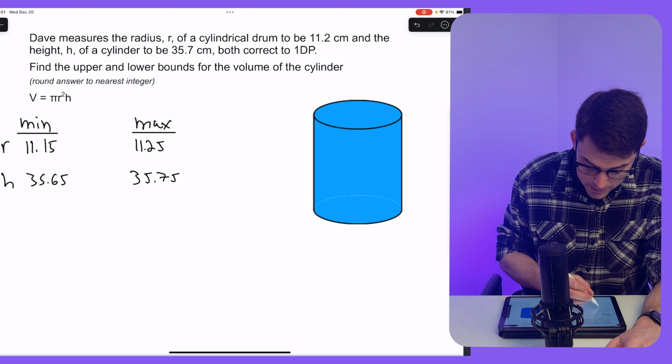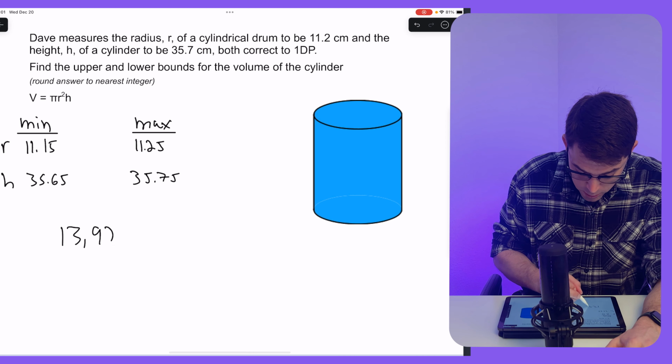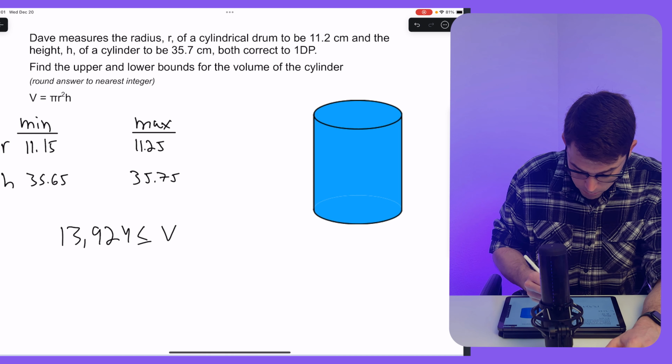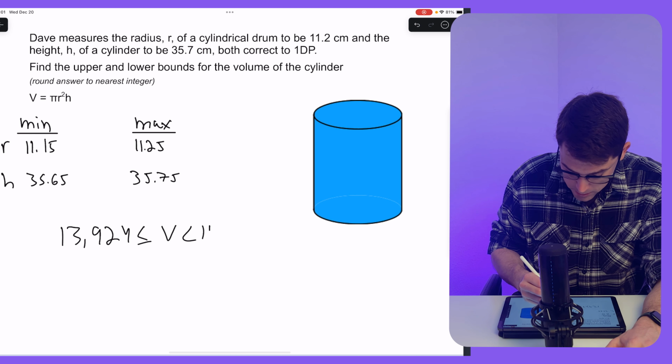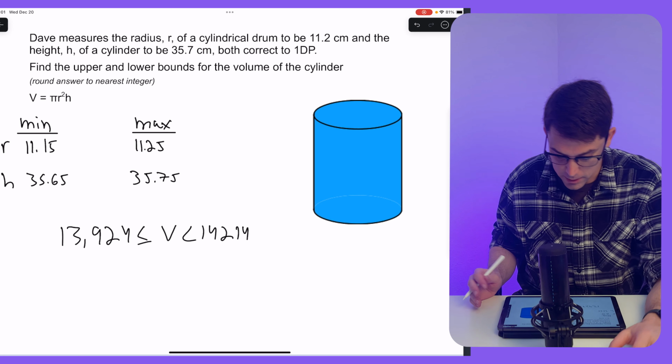So what we would say is that the volume will be between 13,924 and 14,214. Again, a little complicated at first, but if you just follow the steps, look to that decimal place to the right, figure out what your smallest and largest values are, and then plug those into the appropriate formula, that is the blueprint for every type of these problems.